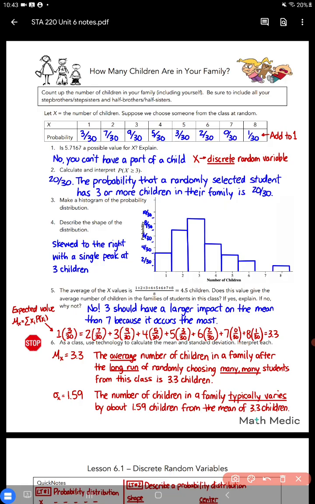Okay, number 1 says, is 5.7167 a possible value for x? The answer is no, because you can't have part of a child. You could have 5 children or you could have 6, but not anything in the middle.